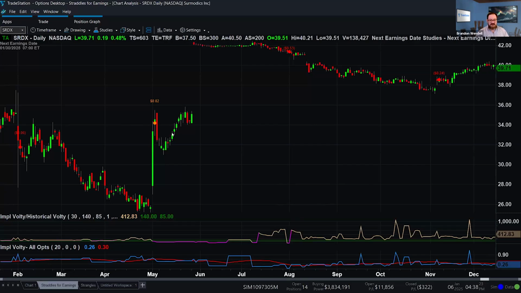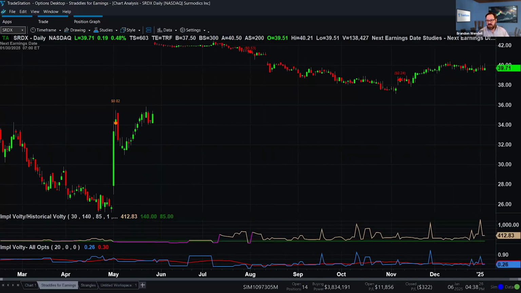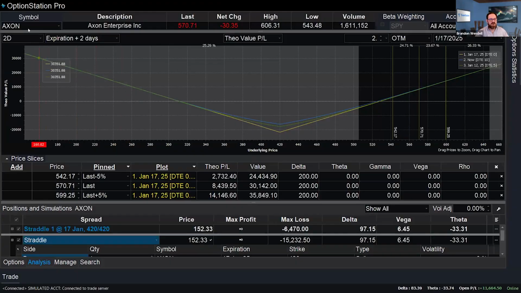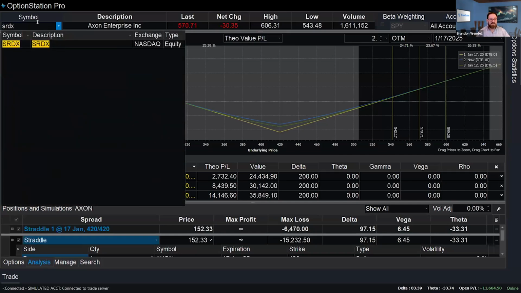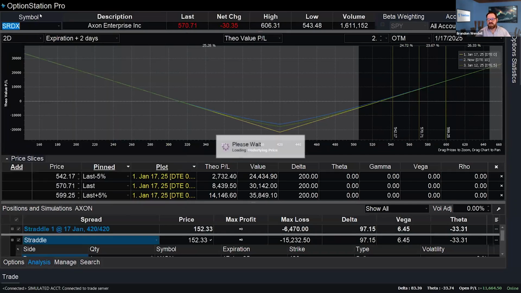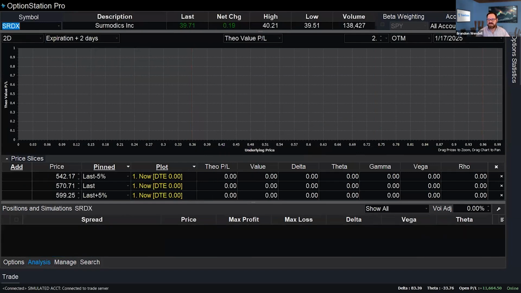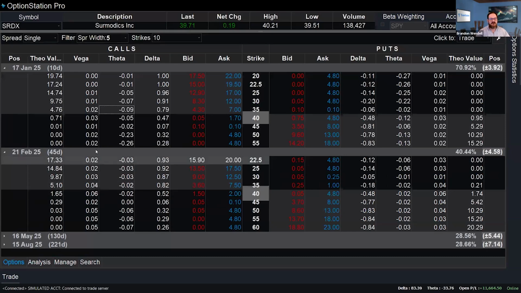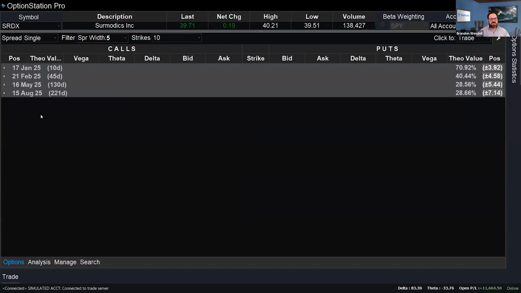And just as I did with the other securities, we're currently at the money. Where are we here? Around $40. So I would simply go to my Option Station Pro, SRDX. And again, I'm not saying to do this because I didn't do all the analysis I would normally do for this security. I'm just trying to show you the steps that you would use to place the trade and monitor the position as well. So SRDX, here's my options chain.